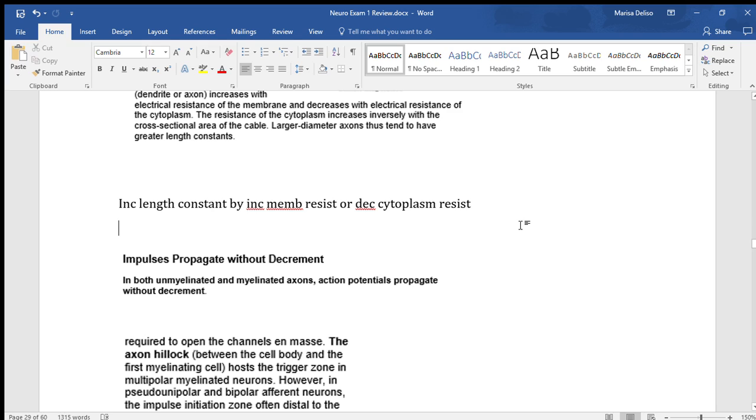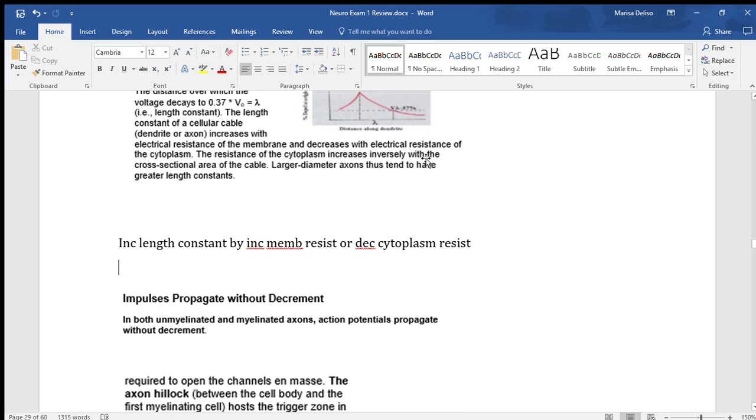Resistance of the cytoplasm. No, we said it right. Resistance of the cytoplasm increases inversely with the cross-section of the area. Yeah, so the diameter of the axon is probably including the myelin.